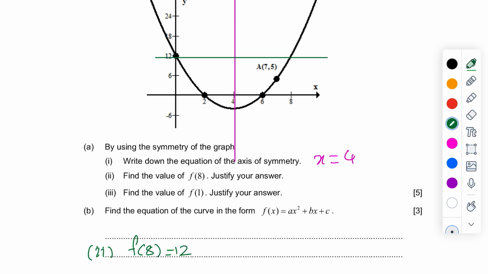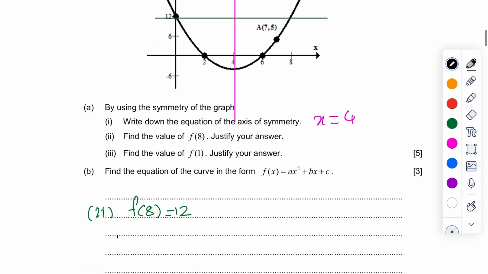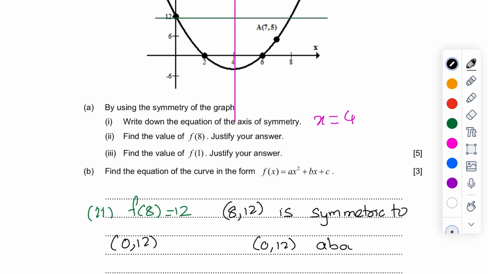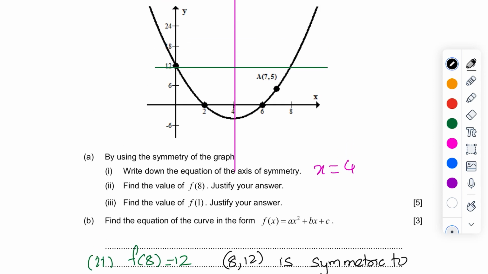So what is the reason? That was the point 0, 12. So 8, 12 is symmetric to 0, 12 about x equals 4, because the line of symmetry, you can see that this is 4 units over here. So this side also it has to be 4 units. So therefore 8, 12 is going to be the answer.